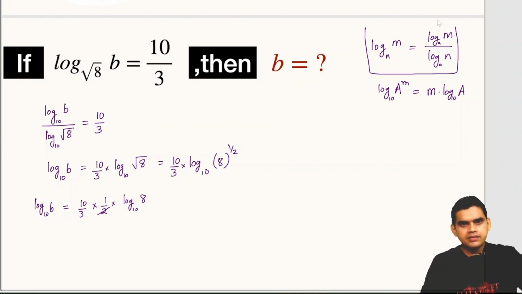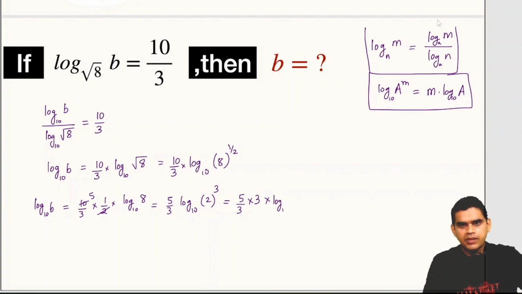So we can simplify this. 2 times 5 is 10, so this will be 5 over 3 log base 10 8. Now 8 can be written as 2 raised to power 3. Again we will apply the same formula here, the same rule. So this will be 5 by 3 multiplied by 3 multiplied by log base 10 2. The 3 and 3 get cancelled. So we will get log base 10 b is equal to 5 times log base 10 2.